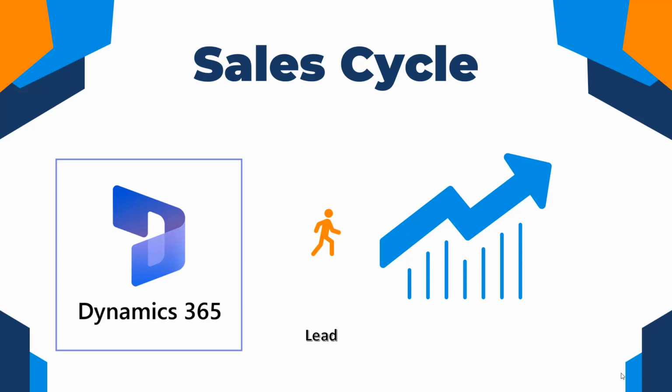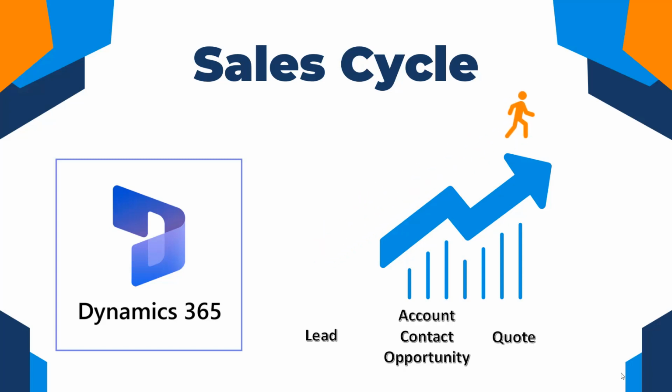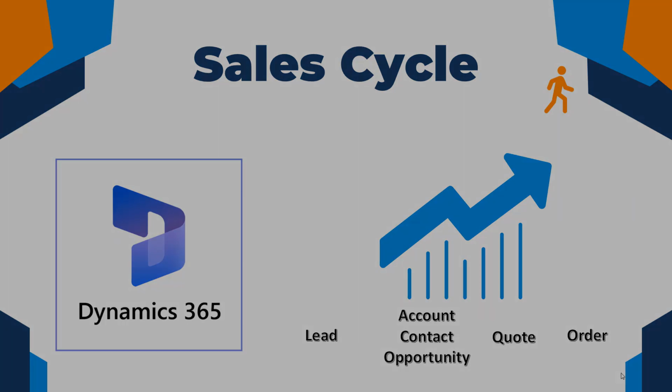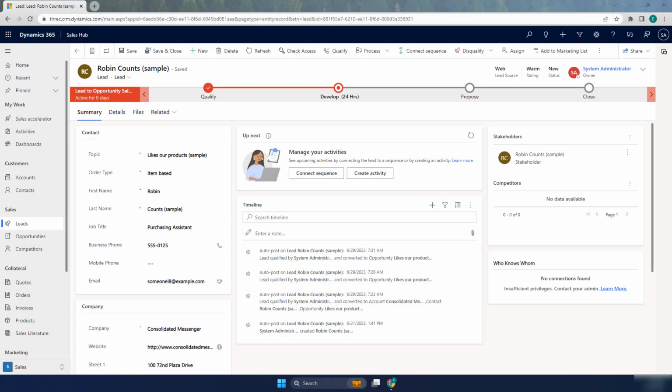In our video today, we will go over the entire sales cycle from start to completion. Let's begin. At the beginning of the sales cycle, the salesperson communicates with the prospect and updates lead data inside of Dynamics 365. After advancing the sales discussion, it's time to start doing business with that customer. Let's navigate to the Robin Counts lead record to begin this cycle.